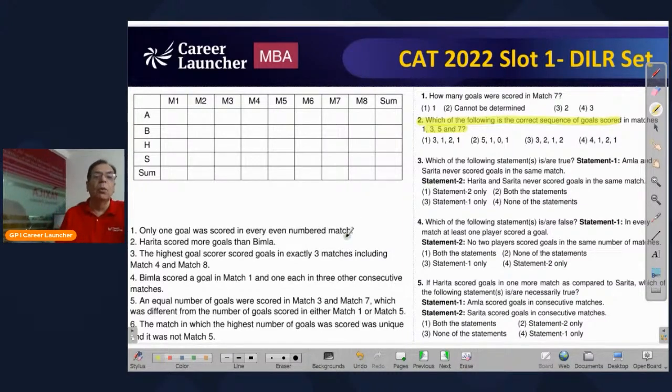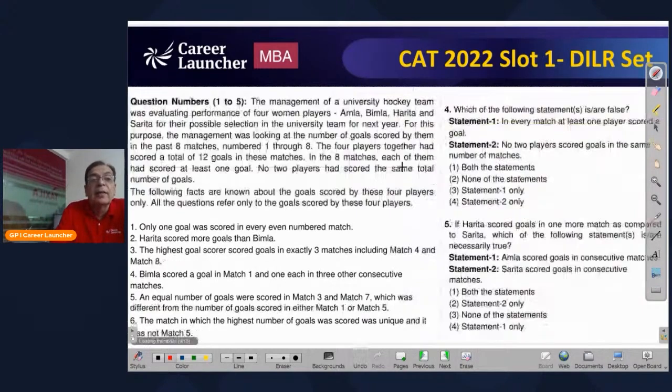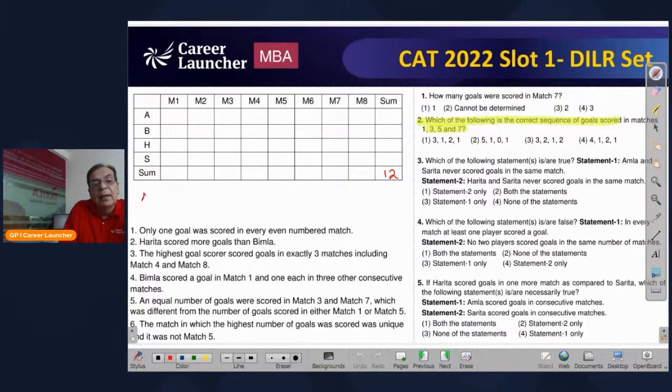Okay. So let's start going through the data or the information which we had not picked up. Let's look at that. And so far, the information available to us is that the number of goals scored by each one of them is different. Total of 12 goals have been scored. This is what the question had said. The number of goals scored by A, B, H, and S is different. This is the information we have.